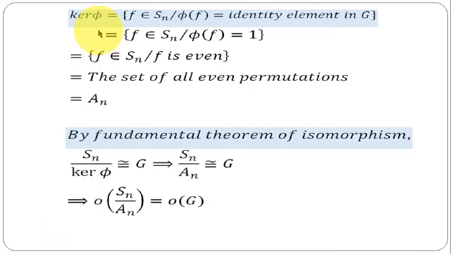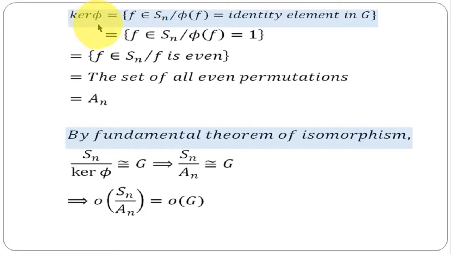What is the definition of kernel? If f from g to g dash is a homomorphism, then the kernel of f is the set of all elements in g which are mapped to the identity element in g dash. That is, kernel f is equal to a belongs to g such that f of a is equal to e dash, where e dash is the identity element in g dash. So that is the definition of kernel f.